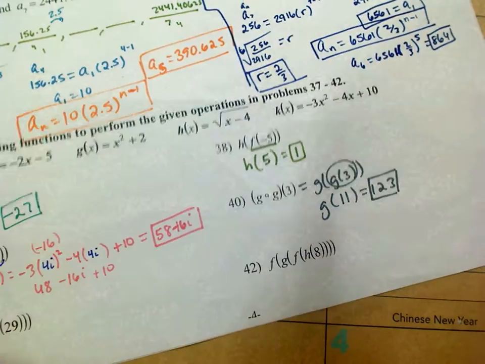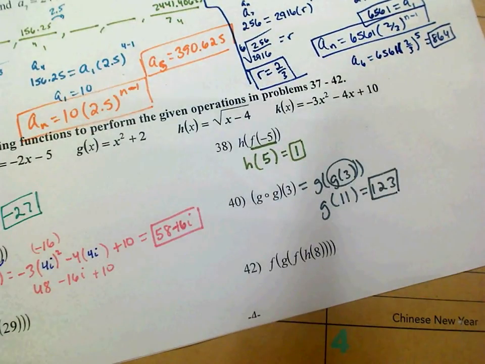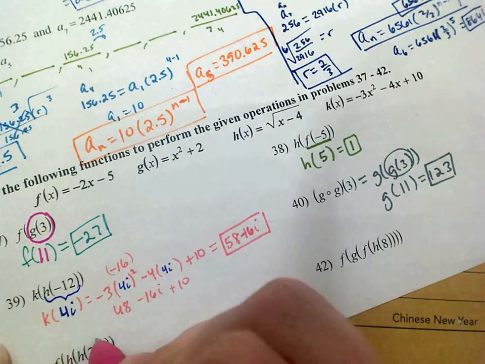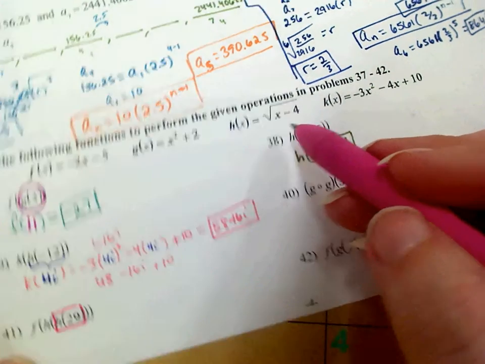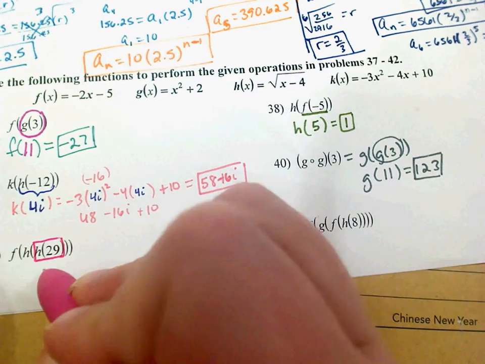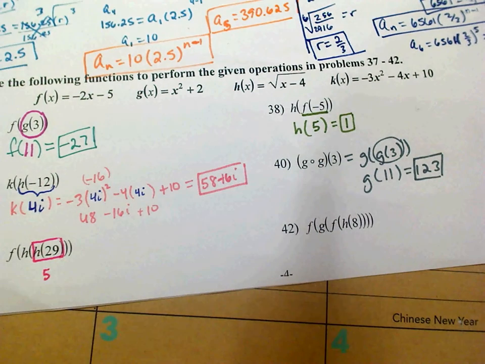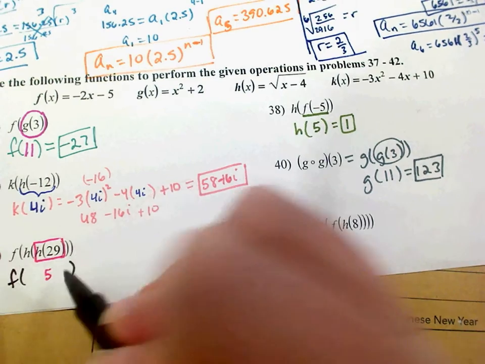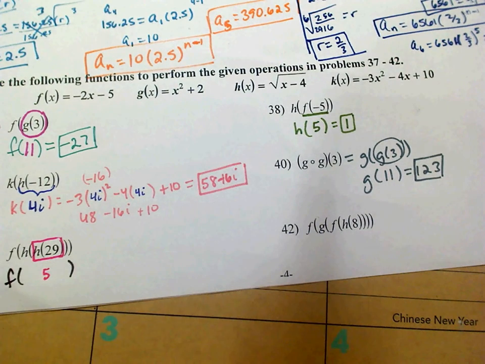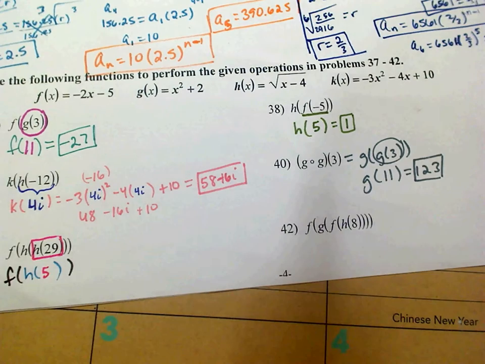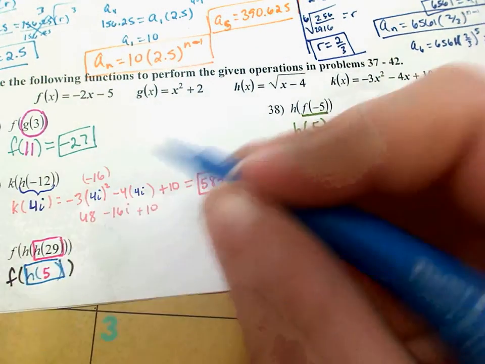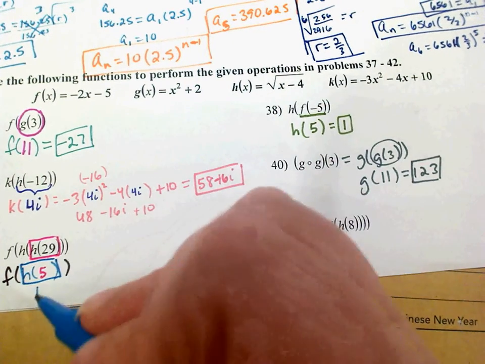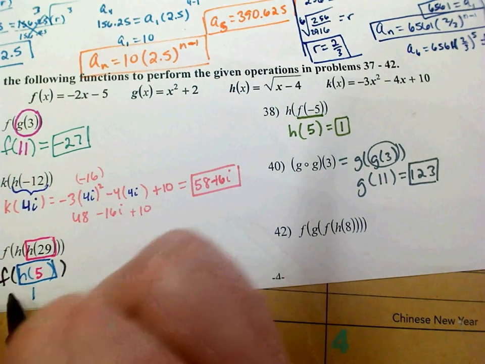F of h of 29. So the first thing is h of 29. 29 minus 4 is 25, and the square root of 25 is 5, so I'm really finding f of h of 5. So h of 5 is 5 minus 4 is 1, so it's 1. So now I'm really just trying to find f at 1, and that is a negative 7.